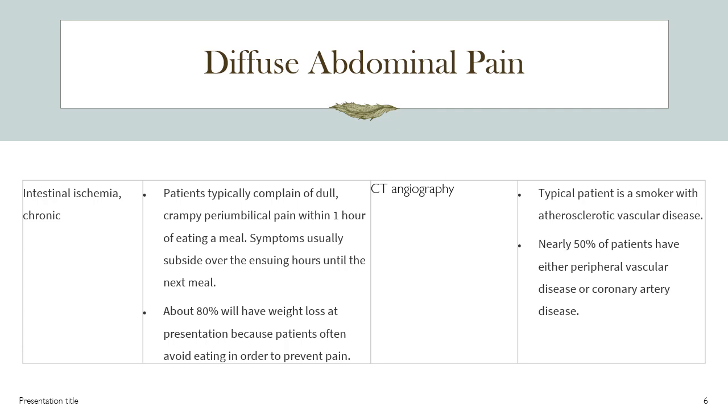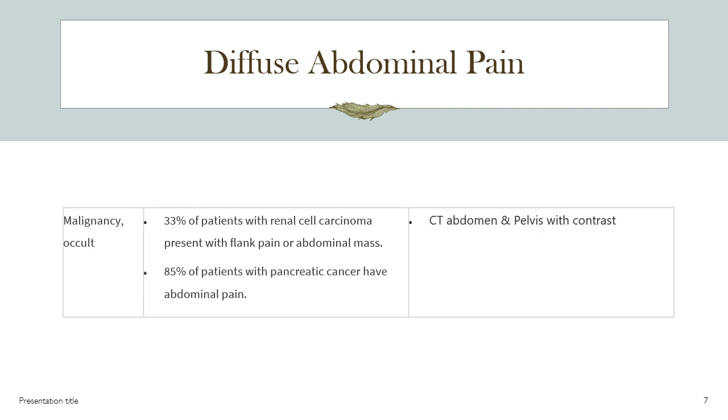So chronic intestinal ischemia, the patient presents with crampy periumbilical pain that usually starts 1 hour after taking a meal, not immediately, not within 15-20 minutes, usually half an hour to 1 hour after taking a meal, and the symptoms subside over the next few hours. Patients also have some weight loss because people avoid eating in order to prevent pain.